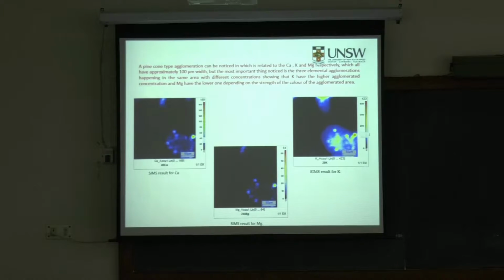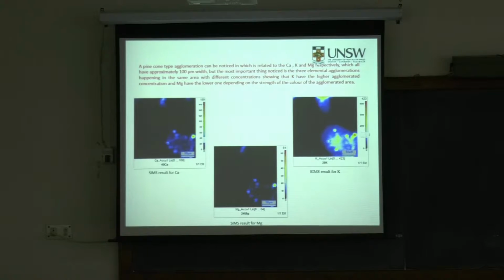Now, a pine cone type agglomeration can be noticed, which is related to the calcium, magnesium, and potassium respectively, which all have approximately 100 micron width. So this is the scanning electron micrograph, not polished and not coated, just without any coating or polishing. So this is the scale bar, and approximately this is 50 micron, and if you go up, they're about 100 micron in this direction.